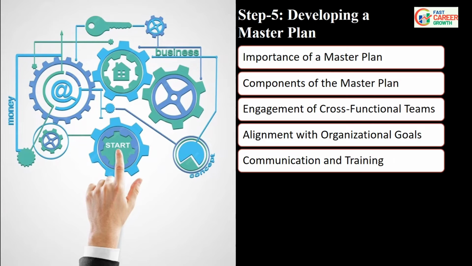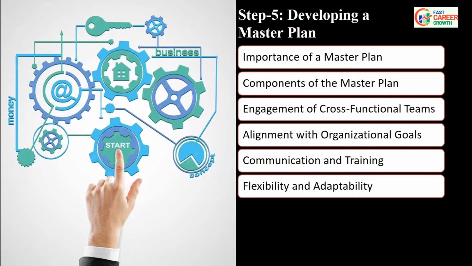Communication and training. Discuss how the master plan should include communication and training strategies to ensure all employees are aware of the plan and their roles in its execution. Mention that ongoing training is a critical part of sustaining TPM efforts. Flexibility and adaptability. Explain that while the master plan provides structure, it should also be flexible and adaptable to accommodate unforeseen challenges and changes in priorities.